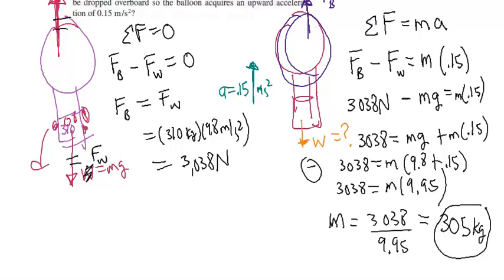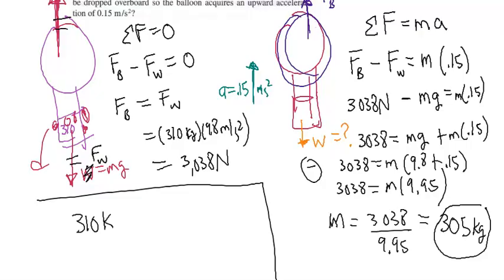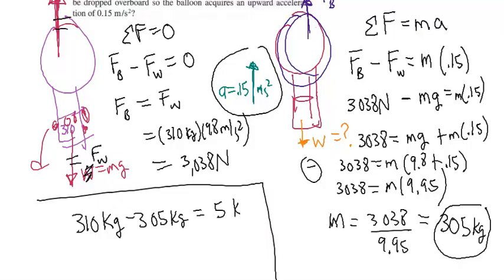That's not quite the answer because the question is, how much mass do I throw overboard? So I used to have 310 kilograms. I want 305 kilograms. It's not that much because you can see the acceleration is pretty small. And so the difference is chuck 5 kilograms overboard.